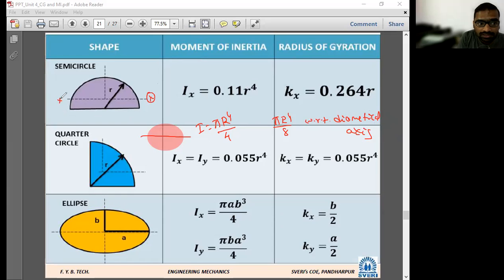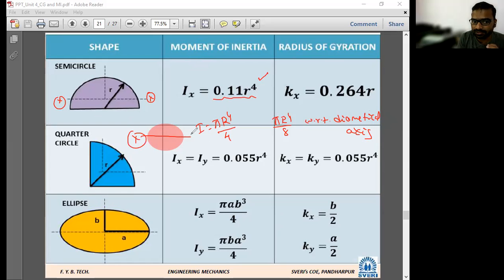Okay. When you consider the centroidal axis, at that time you will get 0.11 r raised to 4. Okay. How we arrived at this one? There is a theorem. I will take that one. Okay. So this you understood, right?